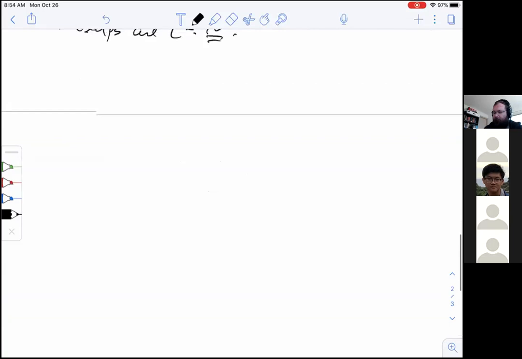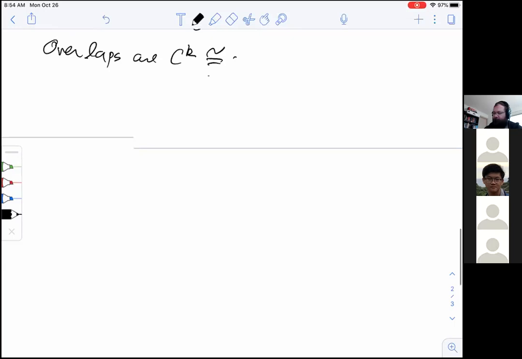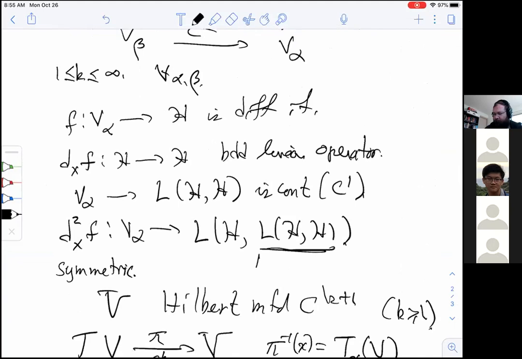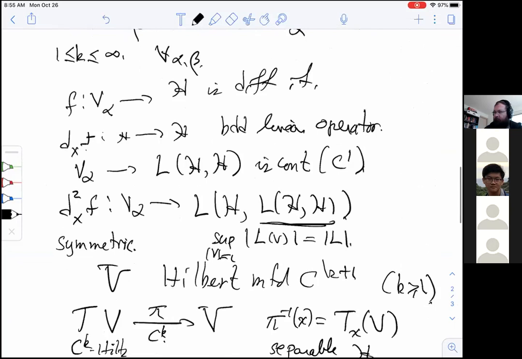You can do exactly the same thing for Banach manifolds. I won't write it down. And the only reason to introduce Banach manifolds is that these are Banach manifolds in general. Here, the Banach structure is the operator norm, which is given by the supremum over v of norm one of the norm of Lv, called the norm of L, and that makes this thing into a Banach space. Okay. All right.